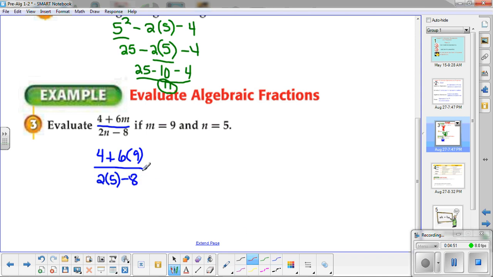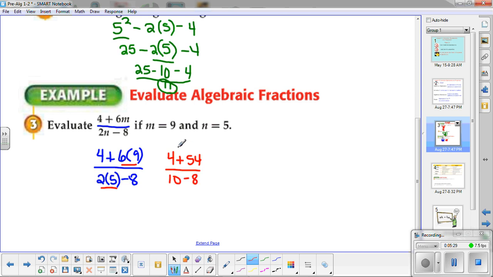This fraction bar is another grouping symbol like parentheses. Basically, it's going to have you do everything on the top, everything on the bottom, and then take those two answers and divide. So let's go ahead and simplify the top following the order of operations. We would do the multiplying first. So on the top we have 4 plus 6 times 9, which is 54. And on the bottom, we have 2 times 5, which is 10, minus 8.